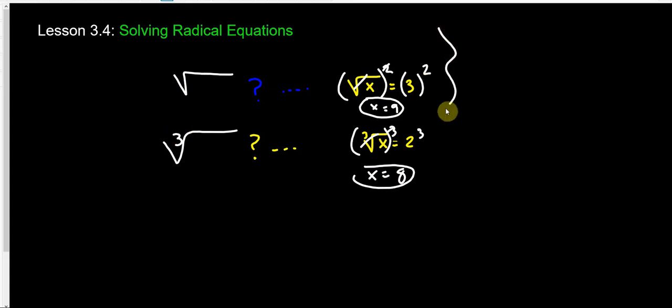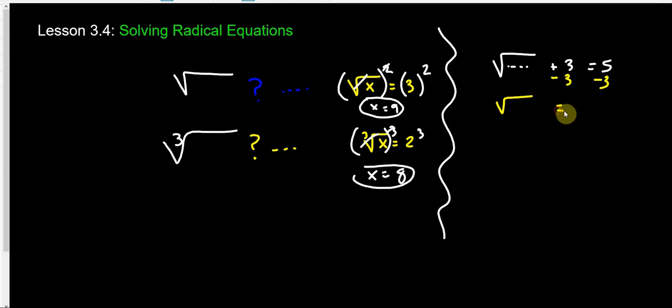There's maybe only one or two other important things you need to know. If I have stuff on the outside, like plus 3 equals 5, I have to get rid of that first. So I need to subtract the 3 over first before I can consider squaring or cubing both sides. So you need to get the radical by itself first. That's one note: before you use this opposite idea, you need to get the radical by itself.